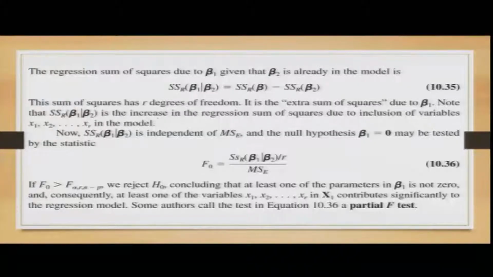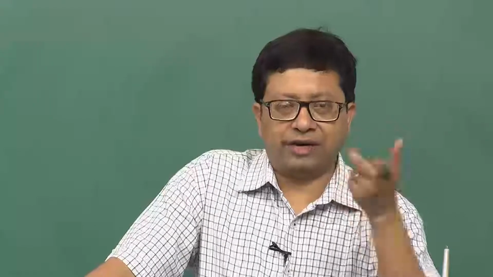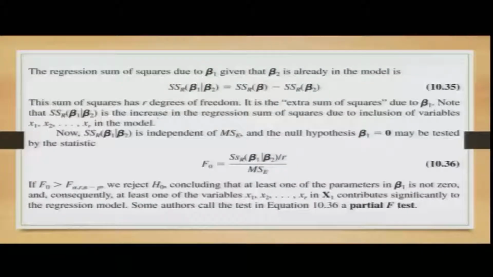The regression sum of squares due to beta 1 and beta 2 is already given in the model. So, the sum of squares for beta 1 given beta 2, or beta 2 given beta 1, would basically be given by this formula, where the sum of squares of beta minus the sum of squares coming out from beta 2 would be the sum of squares for beta 1 given beta 2. If you interchange 1 and 2, it will be exactly the same. That means the sum of squares of beta 2 given beta 1 would be the sum of squares of beta minus the sum of squares of beta 1.